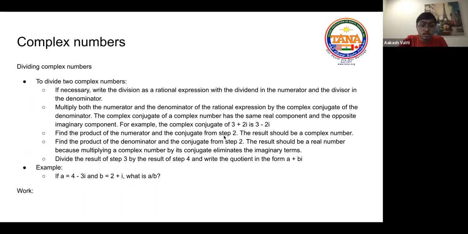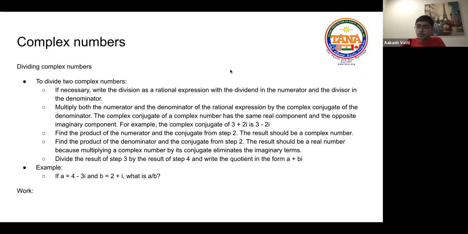Then you have to find the product of the numerator and the conjugate from step 2. This result should be a complex number. You also have to find the product of the denominator and the conjugate of step 2. This result should be a real number because multiplying a complex number by its conjugate eliminates the imaginary terms. Then you divide the result of step 3 by the result of step 4 and write the quotient in the form a plus bi.